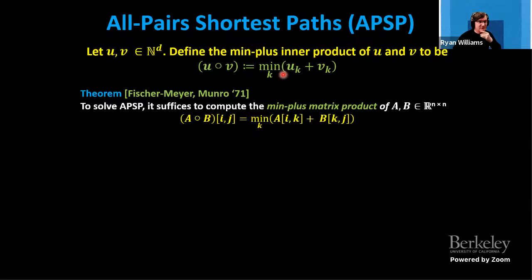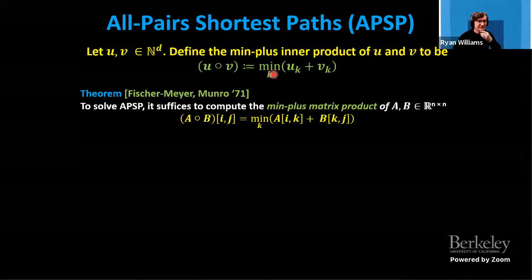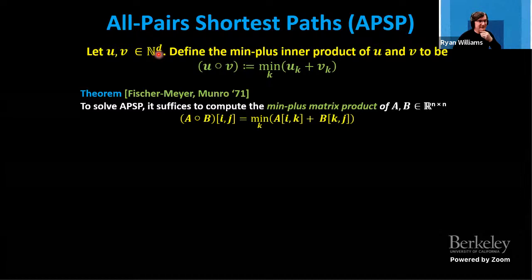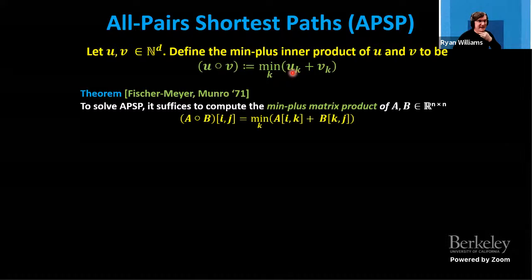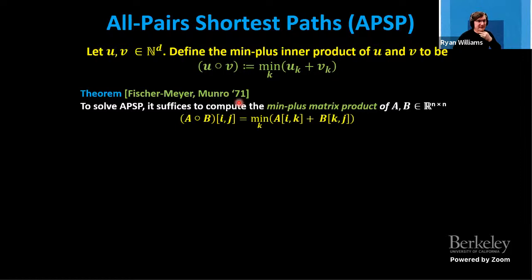If you're a tropical mathematician, this would be a tropical inner product of two things. Some people like to think of algebra with min and plus as tropical. So if you've got two vectors in d dimensions, the min-plus inner product is you take the min over all components k of u_k plus v_k. And it's been known for many years that to solve all pairs shortest paths faster, it suffices to compute faster a min-plus matrix product of two matrices. This is where the sum has been replaced by a min and the multiplication has been replaced by plus. So you're computing a bunch of min-plus inner products over all these vectors, analogously to how matrix multiplication is computing a bunch of inner products.